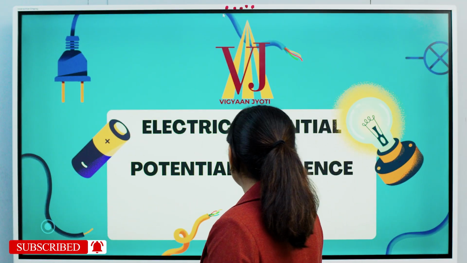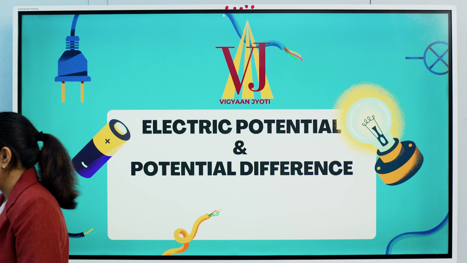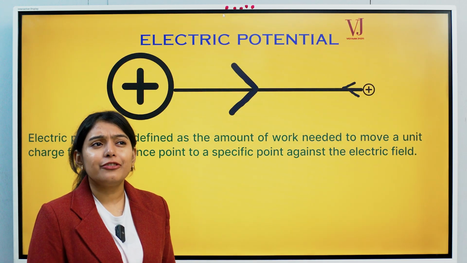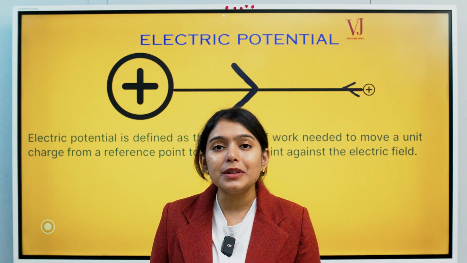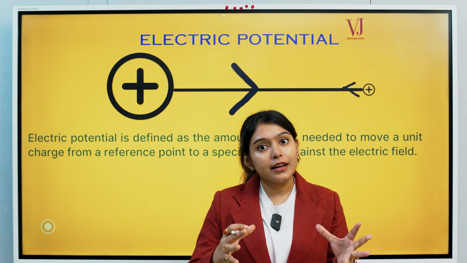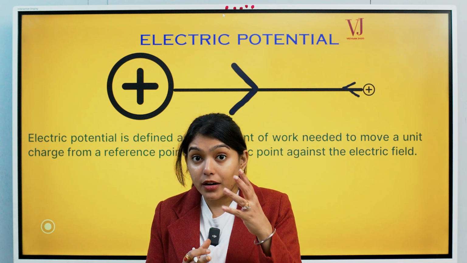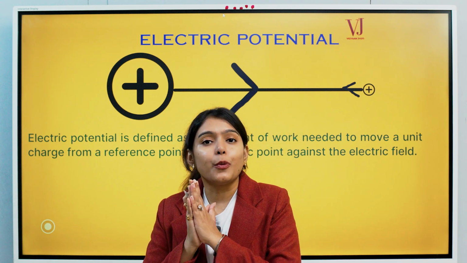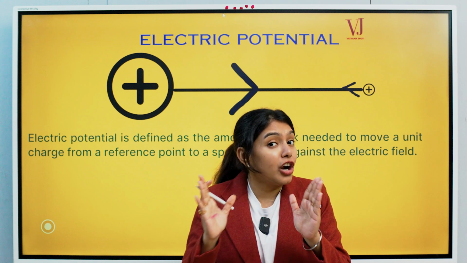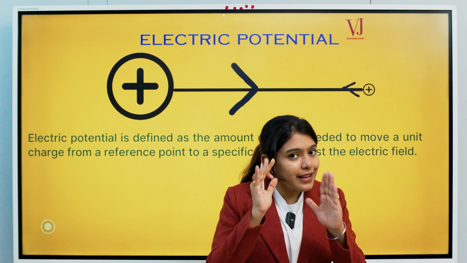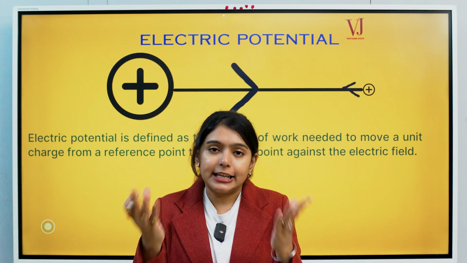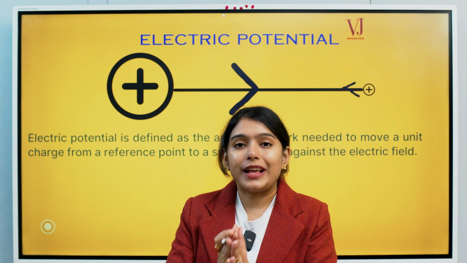So the topic is electric potential and potential difference. So we know this word, right? Potential. Potential means something that has not been done yet. When we say you have this potential to do, that means you have not done it yet, but we can understand, yes, definitely you can do it, right? And definitely you have the potential to excel at everything.